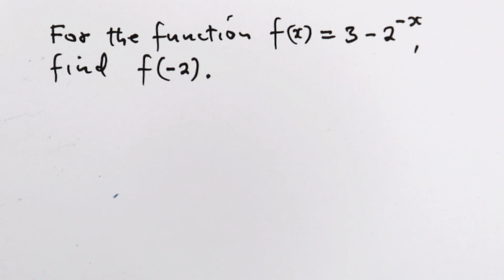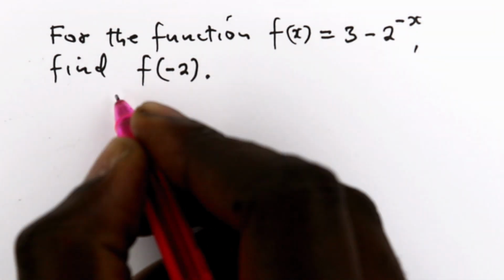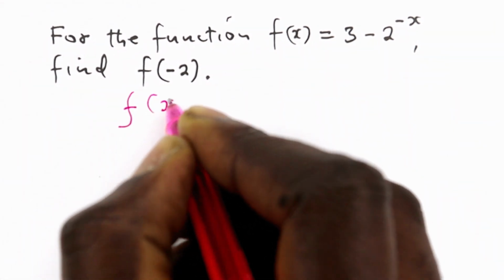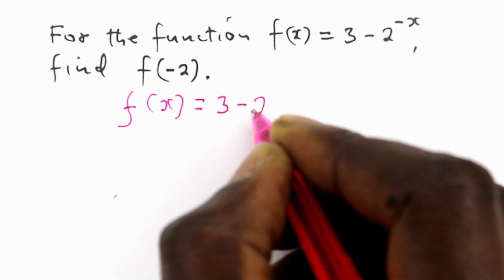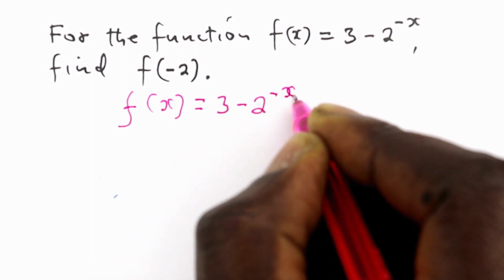Let us look at this equation from functions. For the function f of x is equal to 3 minus 2 raised to the power negative x, find f of negative 2. So our function, if we rewrite, will be f of x is given by 3 minus 2 raised to the power negative x.